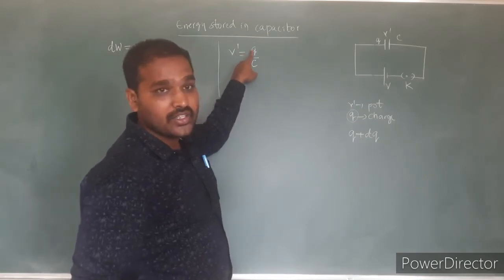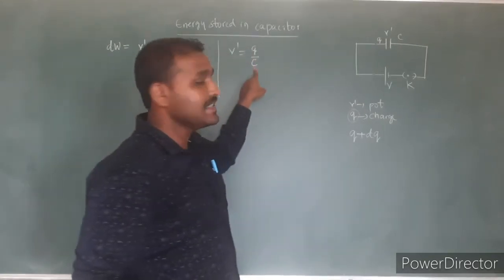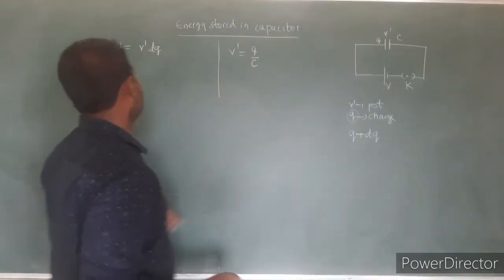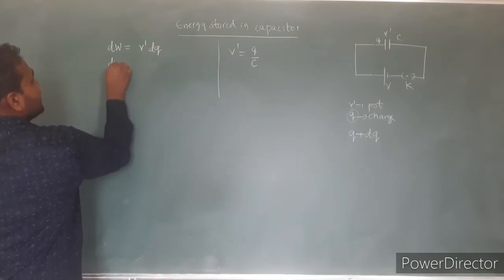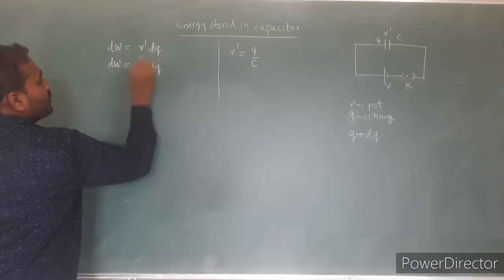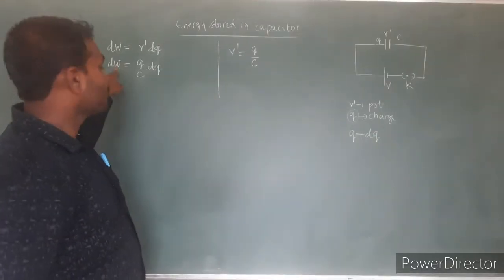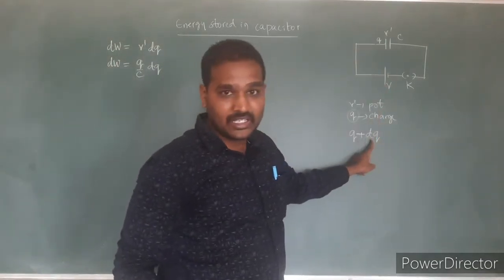V dash is equal to what? Q divided by C, where Q is the charge stored in the capacitor and C is the capacitance of the capacitor. Yes, I will replace this V dash by Q by C. So I can write dW is equal to what? Q divided by C into dq. Yes, this is the small work done for increasing the charge by the value of dq.